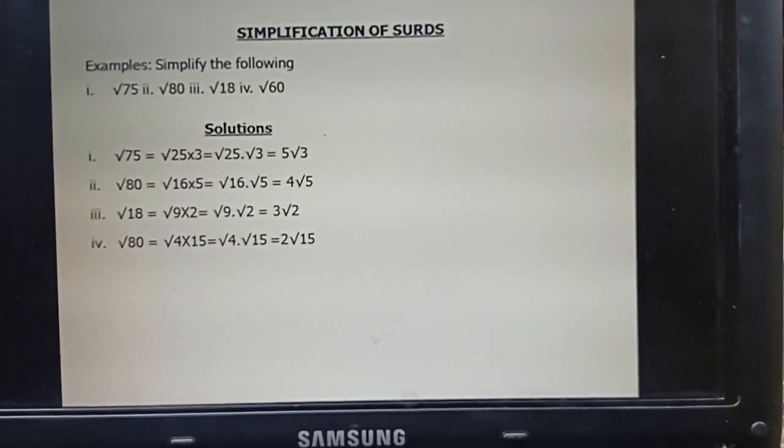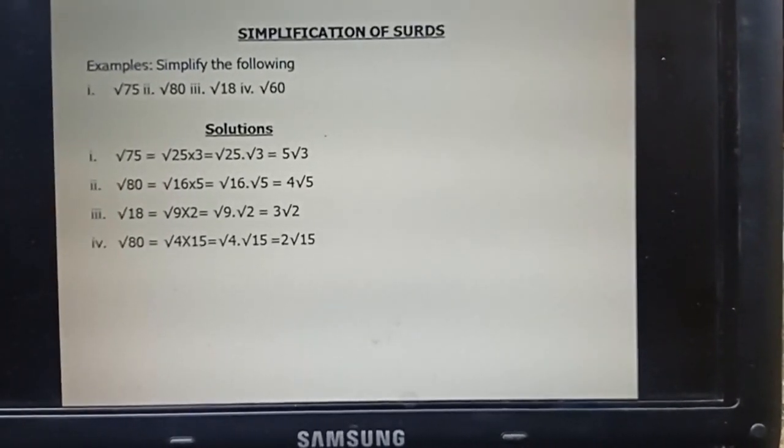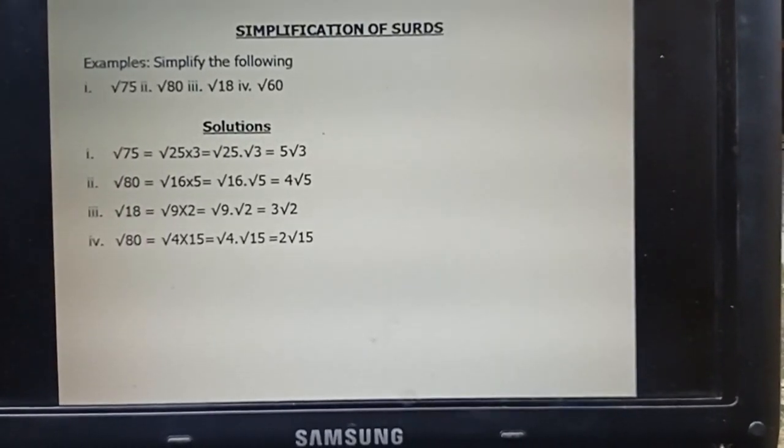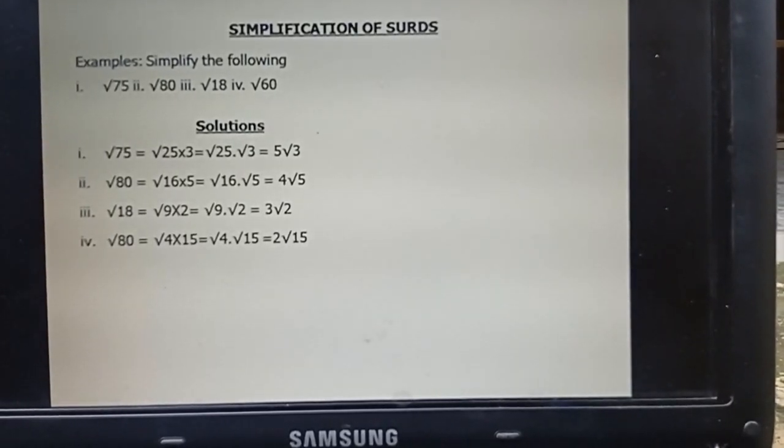Number 2, the same as number 1. You are going to break your 80 into what? 16 times 5, it will give you this 80. Then you should find the square root of that 16, which is 4. You see, you clear the square root.